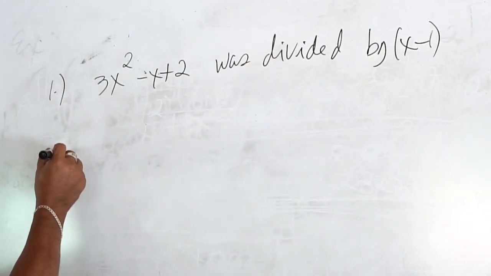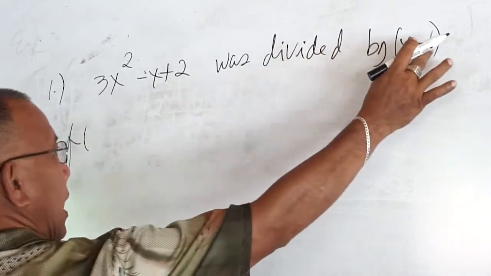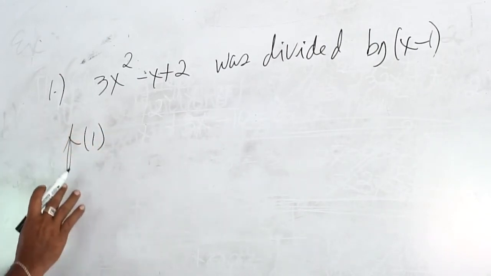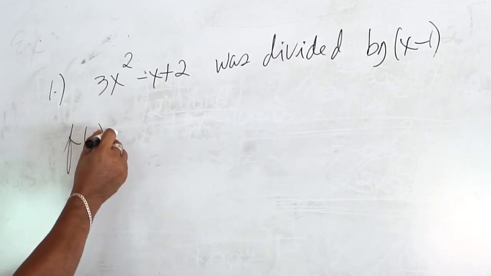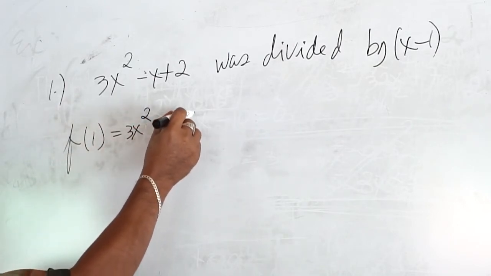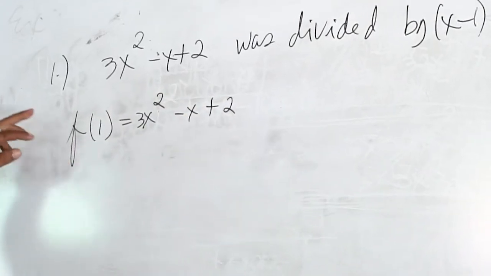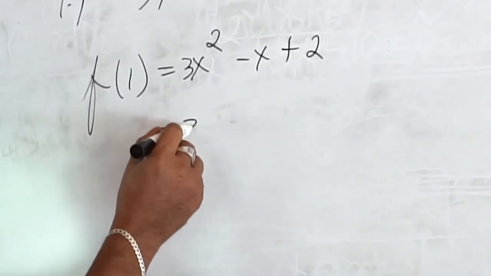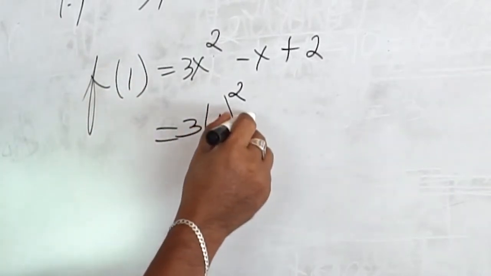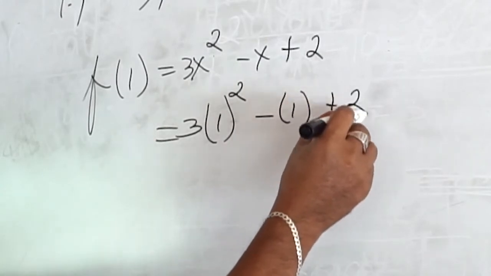So f of, negative 1 changes to positive 1. That is f of 1 is equal to 3x squared minus x plus 2. Then substitute the value of 1. We have 3 times the quantity 1 squared, then minus 1 multiplied by 1, then plus 2.